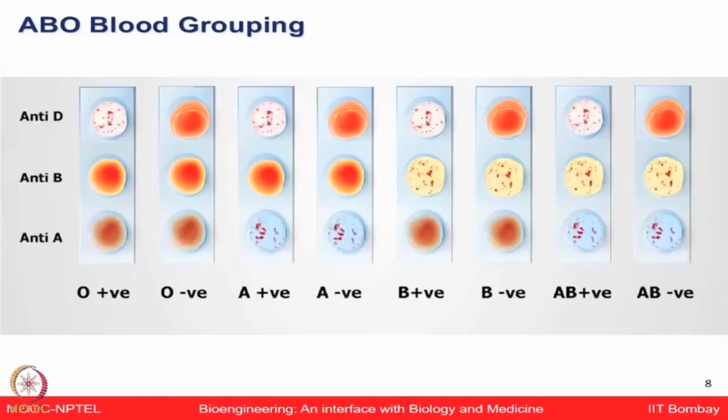We have 3 antibodies. Let's say when we add antibody A, that antibody A is going to react with antigen A. So in case of blood group A or in case of blood group AB, you are going to see this agglutination reaction to happen, which is going to make these kind of particles. It will not happen for the O or the B.